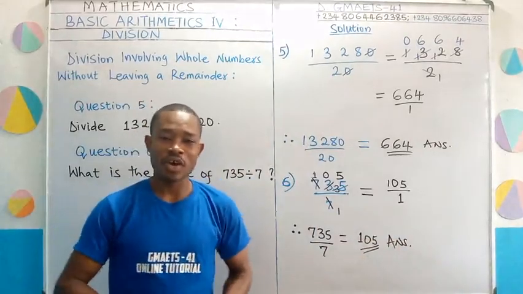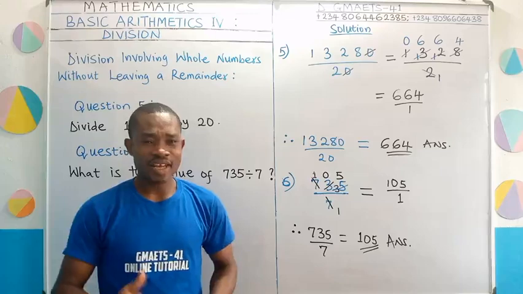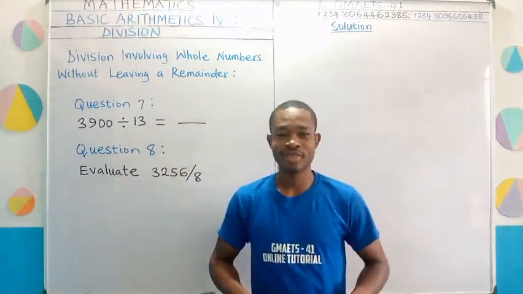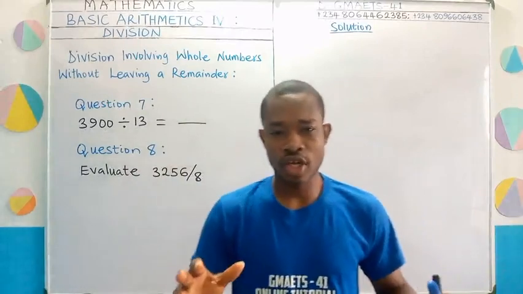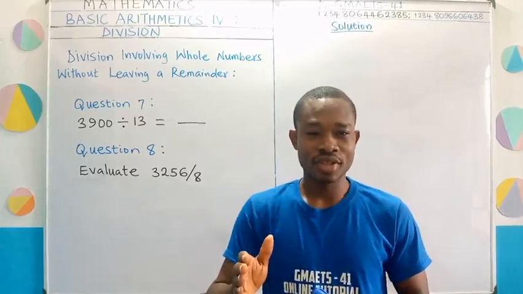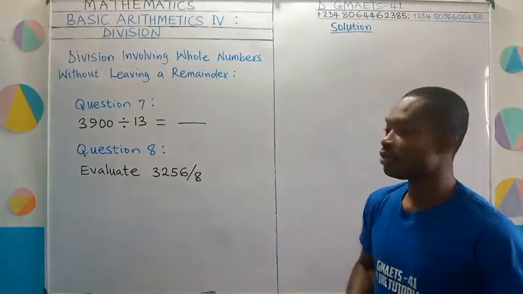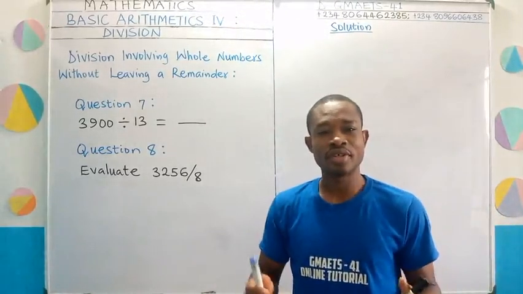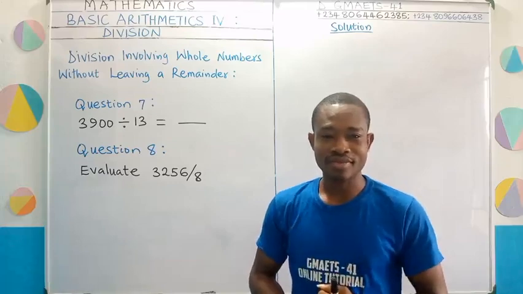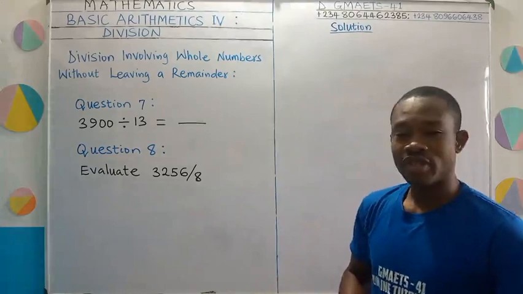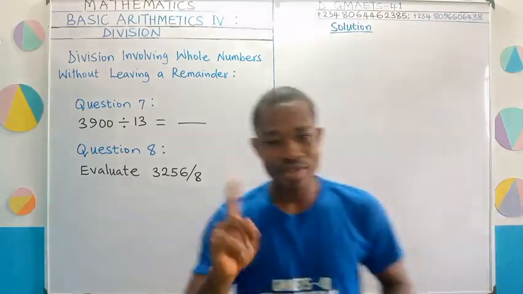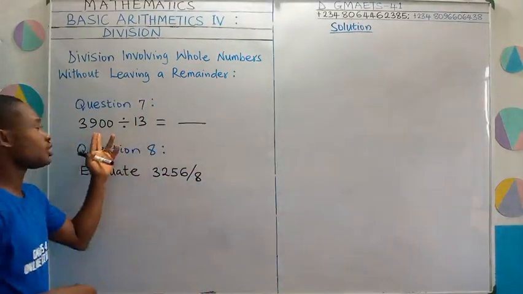And that is how we solve this question. Let us go ahead once more, pick another question and solve. Let us conclude this section A, that's the first section of this division involving whole numbers without leaving a remainder, by solving these two questions, number 7 and 8. Question number 7, 3,900 divided by 13 equals dash. So let us find out how we go about solving this question.